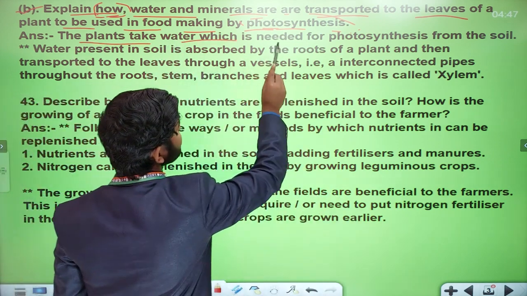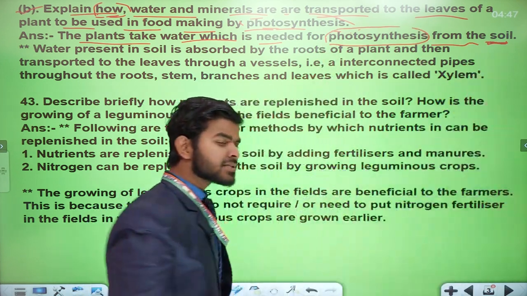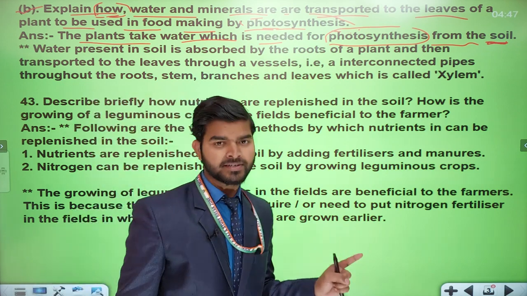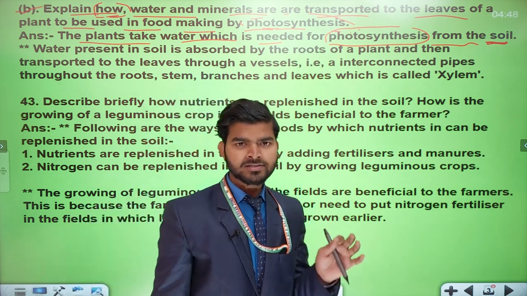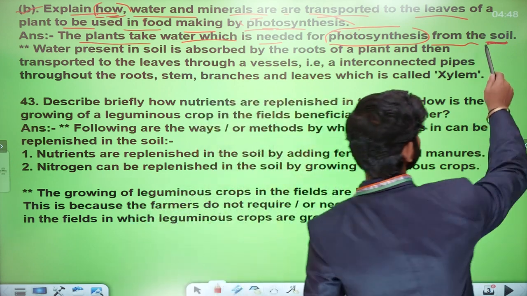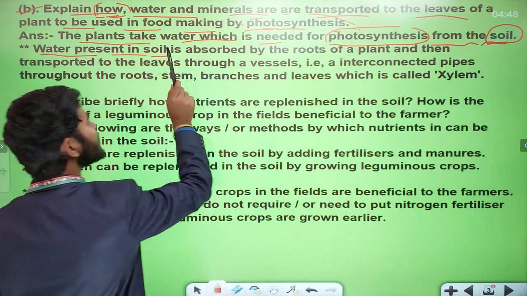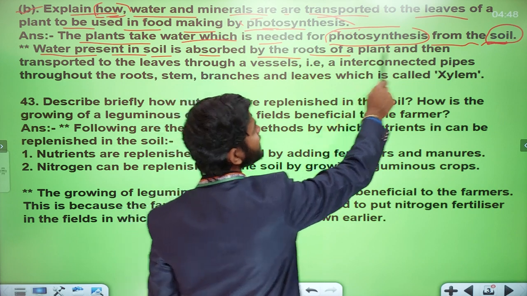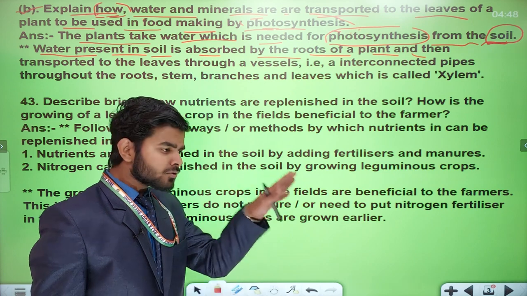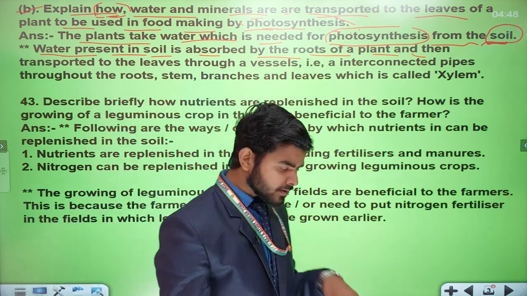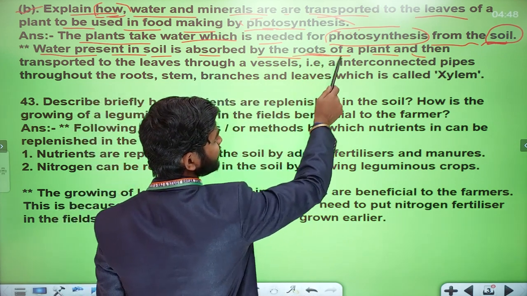The plants take water, which is needed for photosynthesis, from where? From soil. From soil. Objective questions can be asked from these particular points. From where do plants take water or minerals or nutrients? So from the soil. Soil is the correct answer. All right. Next point, I am writing that water present in soil is absorbed by the roots of a plant. Obviously, water is absorbed by the roots because the roots of the plants are in the soil. Obviously, yes. So that's why roots absorb water and minerals for the plants.